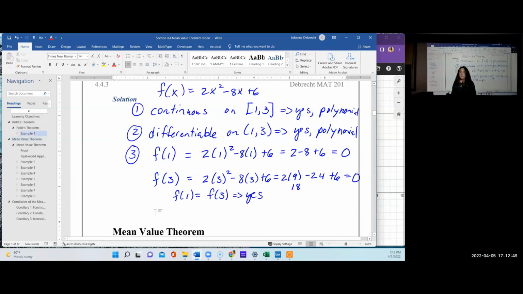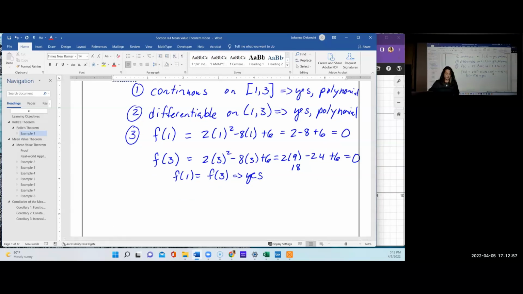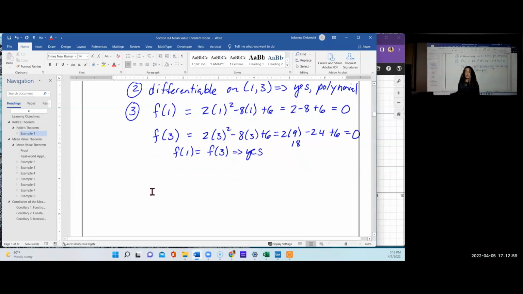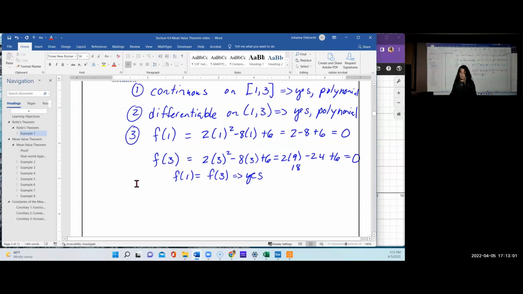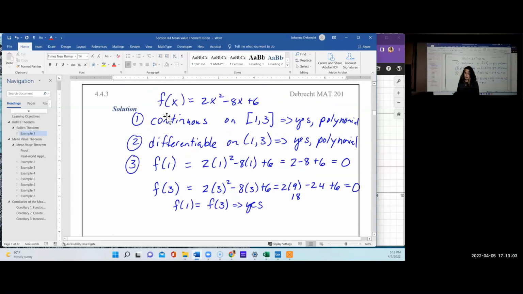Now we want to find the value c where the slope of the tangent line between 1 and 3 is equal to 0. In order to do that, we need to find the derivative. So we're going to look at our function, f of x equals 2x squared minus 8x plus 6, and we're going to find the first derivative. Finding the first derivative gives us the following.